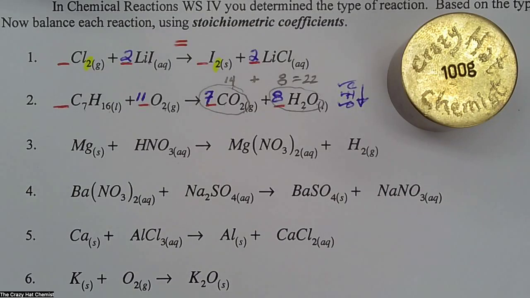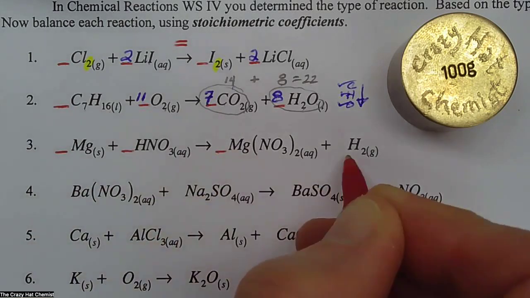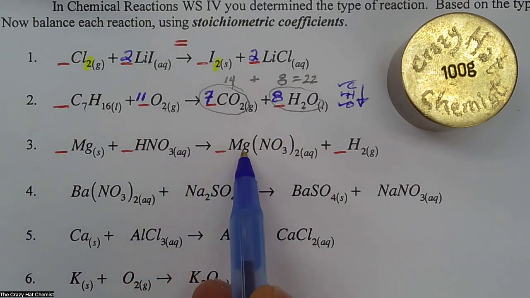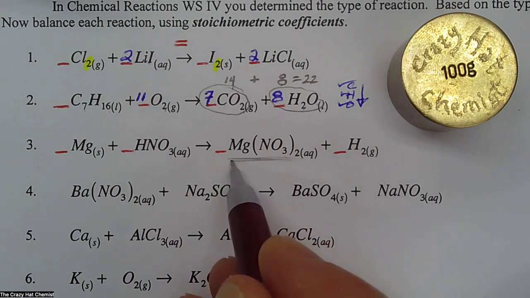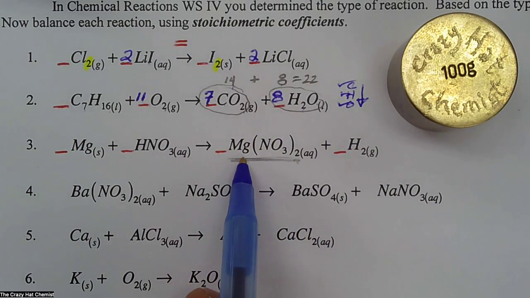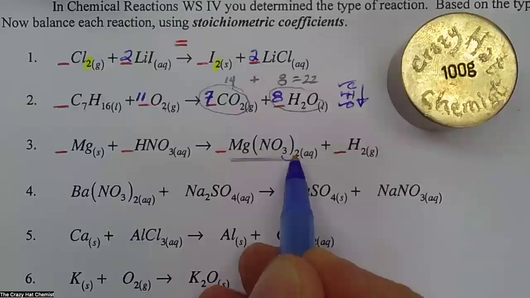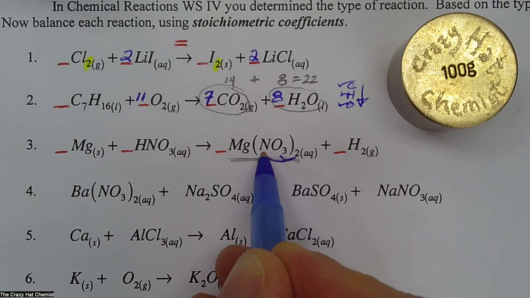Congratulations. All right, our next problem here is problem number 3. This is a single displacement reaction, and you get magnesium plus nitric acid produces magnesium nitrate and hydrogen gas. So you generally start with the most complicated formula, and I'm just underlining that right here with the magnesium nitrate. There's 1 magnesium on the product side, 1 on the reactant side. This 2 distributes amongst every element which is inside the parentheses. So that means there are 6 oxygens and 2 nitrogens.